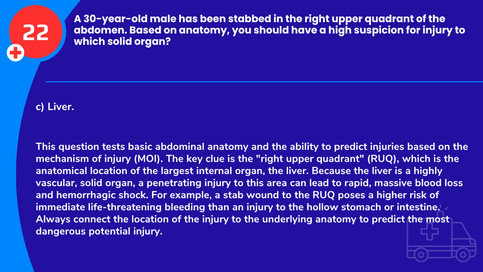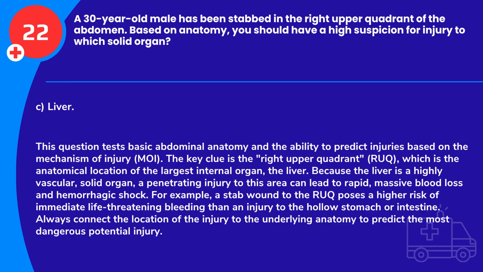Answer: C. Liver. This question tests basic abdominal anatomy and the ability to predict injuries based on the mechanism of injury, MOI. The key clue is the right upper quadrant, RUQ, which is the anatomical location of the largest internal organ, the liver. Because the liver is a highly vascular, solid organ, a penetrating injury to this area can lead to rapid, massive blood loss and hemorrhagic shock.